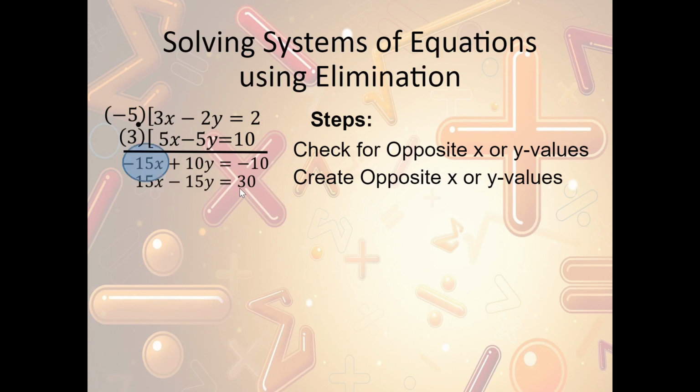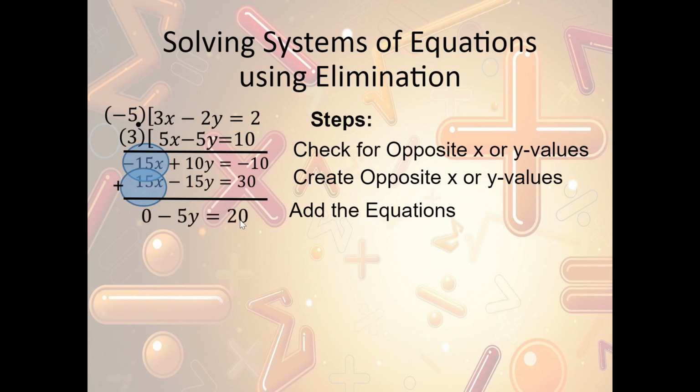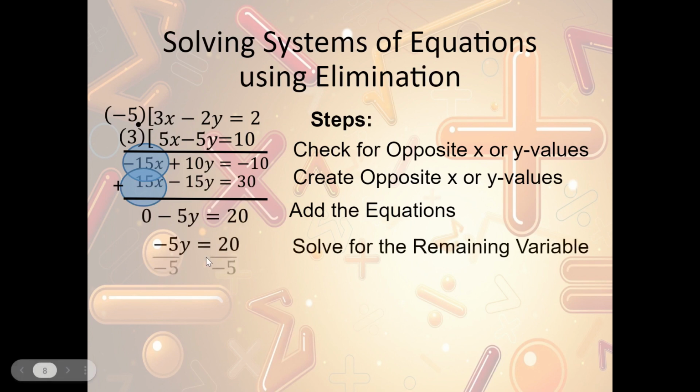Now I have opposites, so I can just go ahead and add them. The x's cancel out, and I'm left with 10y plus negative 15y, which is negative 5y. And negative 10 plus 30 is 20. So I'm left with negative 5y is equal to 20. I'm going to solve, divide both sides by negative 5, and I get y is equal to 20 divided by negative 5, which is negative 4.